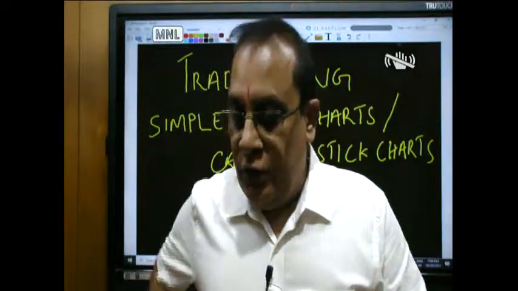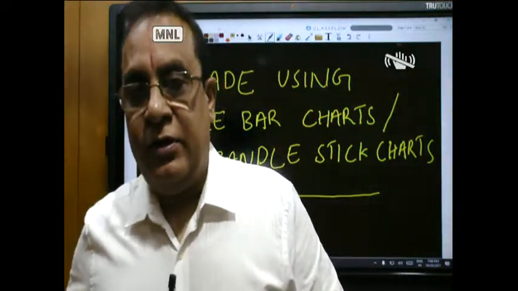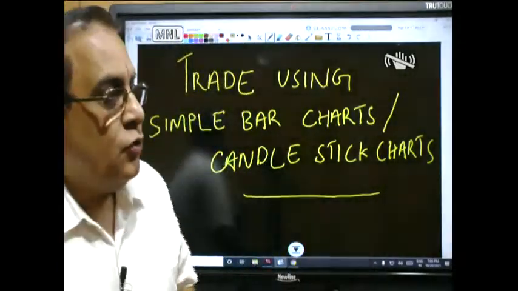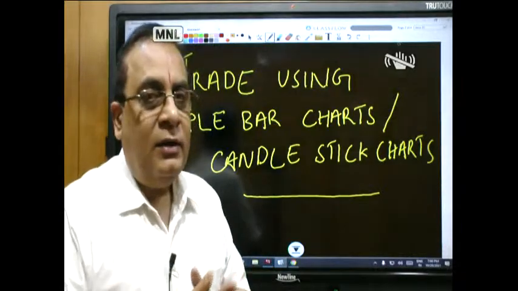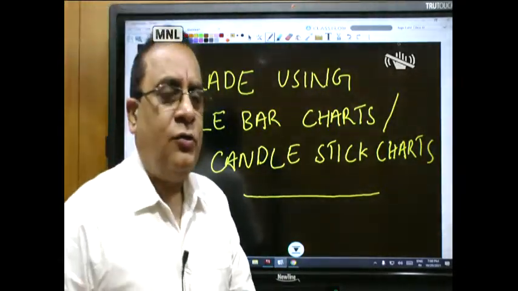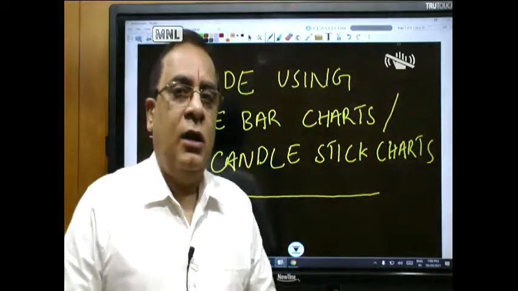Today our discussion is going to be on simple bar charts and candlestick charts, and how to use them for trading. We are going to show illustrations in Nifty and Bank Nifty and some stocks. This is part 1. Part 2 will also apply to commodities as well as other stocks, basically for big investment decisions. That we will have on Friday.